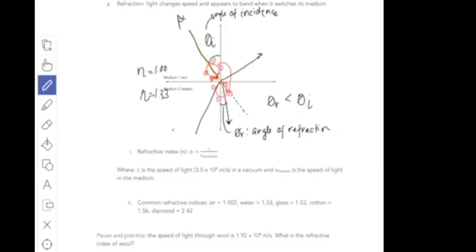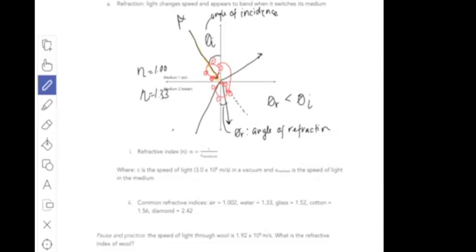For all intents and purposes, the speed of light in air is almost that of a vacuum, and its refractive index is 1.003, but in this class we'll actually just use 1.00. The list of refractive indices for some common substances are shown here. Know that the larger the refractive index, the slower the speed of light is in the substance compared to a vacuum.